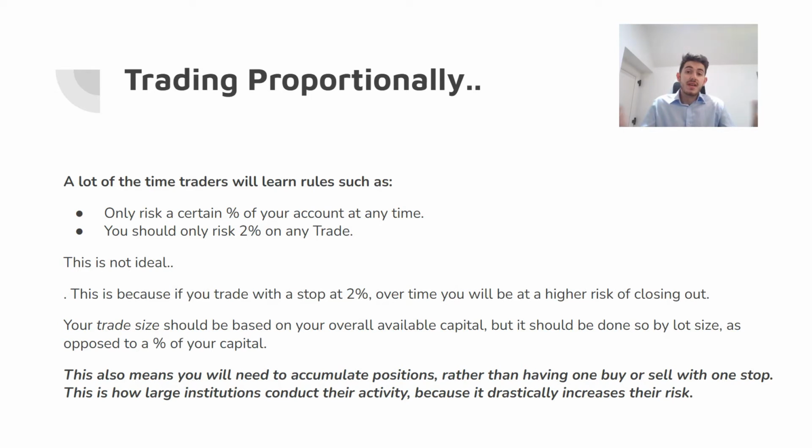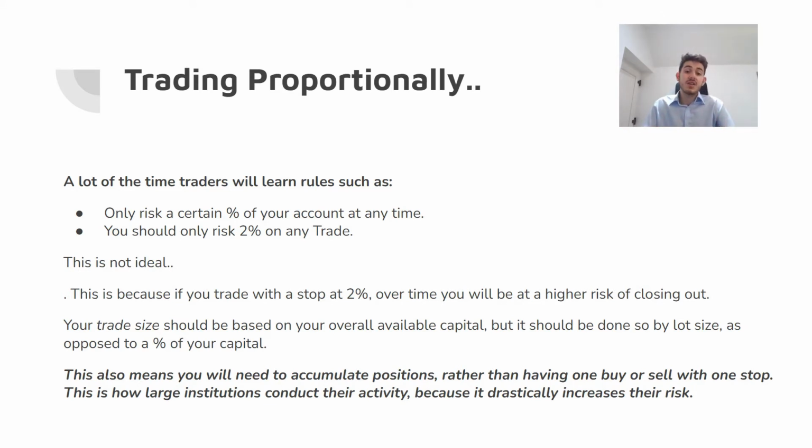So when you're trading, you really need to trade proportionally, and this is a big part of risk management. A lot of the time, you may have heard rules such as only risk a certain percent of your account at any time or on any trade, or you should only risk a maximum of 1, maybe 2% on any trade. And that's just not ideal, because if you trade with a stop loss, for example, at 2%, over time, you're going to have that risk of closing out over and over again in a loss. And ultimately, that's going to lead you to start having a huge drawdown.